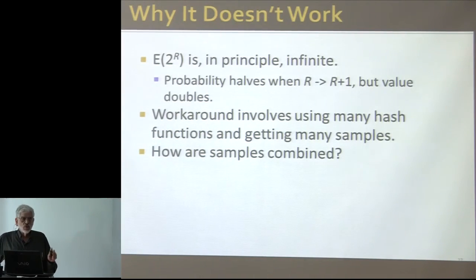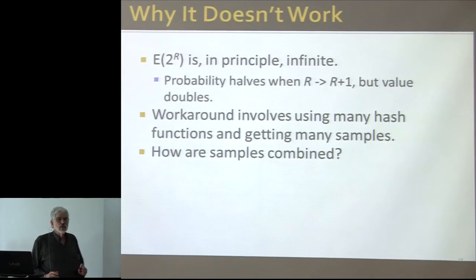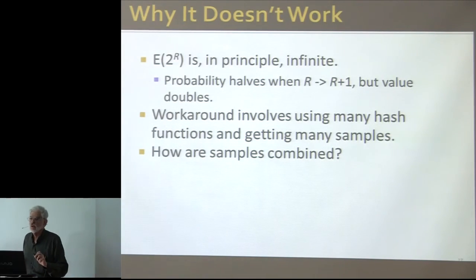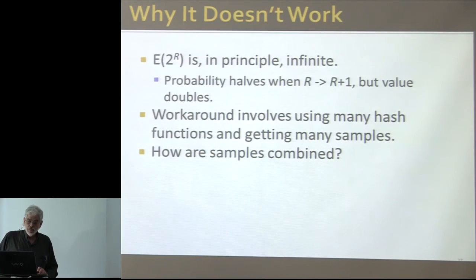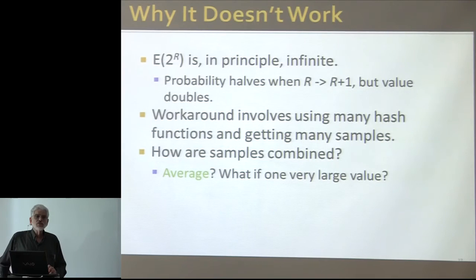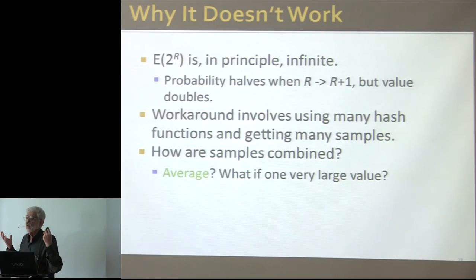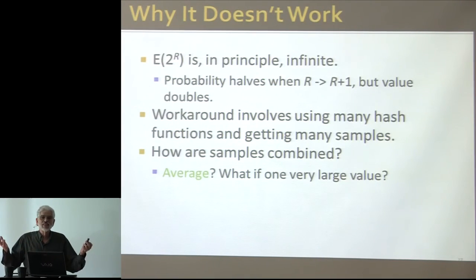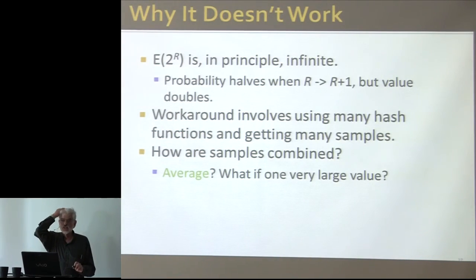What you're going to do, first of all, I've been talking all along as if you only did one hash function. You actually have to do many hash functions, say, again, 100 different hash functions. Each hash function will give you an estimate of the number of distinct elements, which will be 2 to its capital R. And then you have to combine them. Well, average is no good because of the infinite expected value. If one of those 100 values is just outsized large, it will bias the whole average.